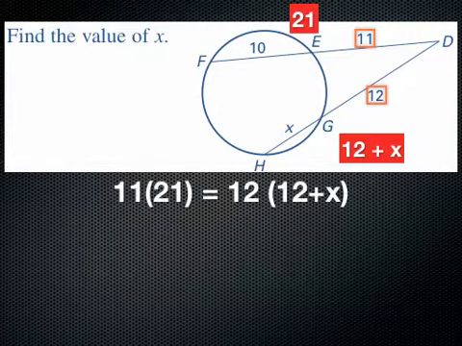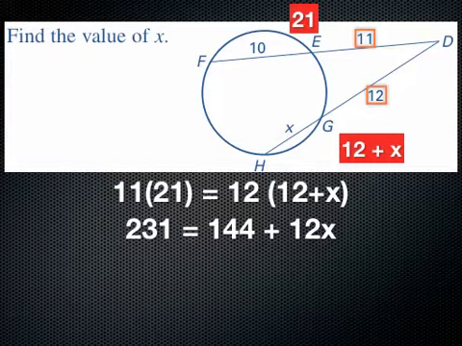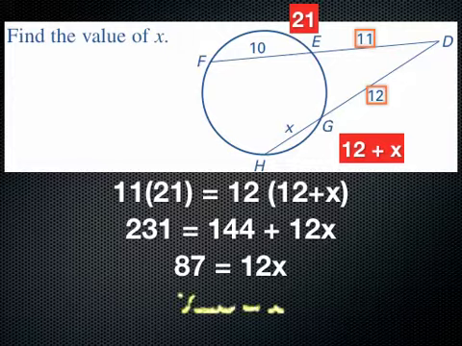To solve for X, go ahead and multiply 11 times 21 and distribute your 12, and you get 231 equals 144 plus 12X. Subtract 144 from both sides and you get 87 equals 12X. When you divide both sides by 12, you get 7.25 equals X.